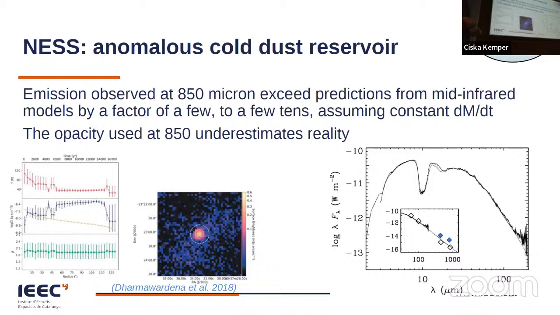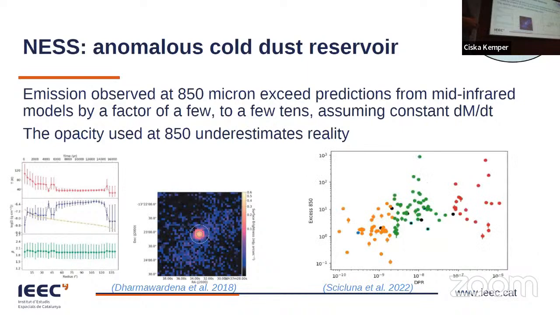And what this means is that if you look at this plot that I showed you before of the spectral energy distribution of an AGB star, actually this one has 2 submillimeter points in here which fall nicely on the extrapolation from the mid-infrared, but this is not typical. A more typical case is that the emission actually is a factor of a few above what you would predict from the mid-infrared opacities, the mid-infrared modeling, assuming a constant mass loss rate.